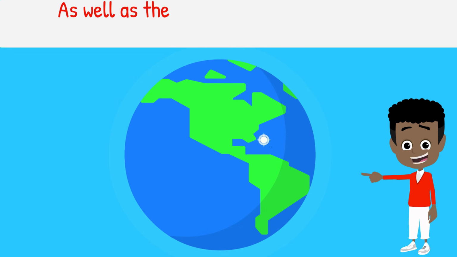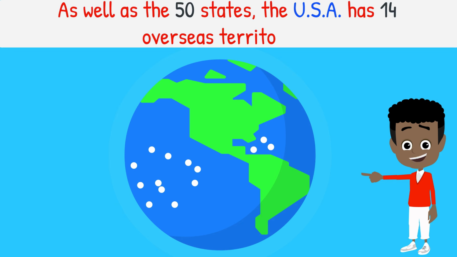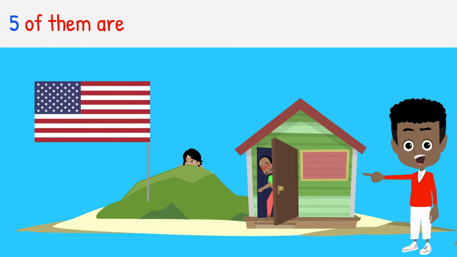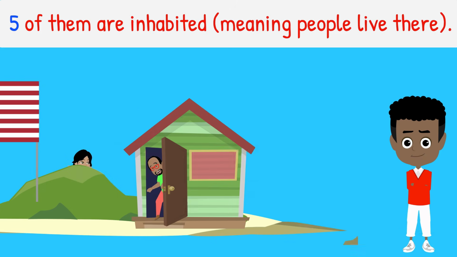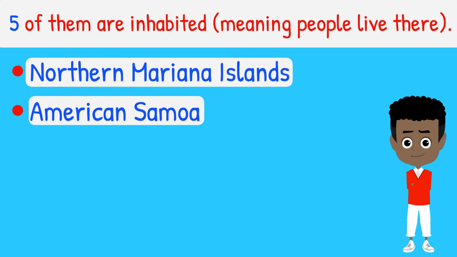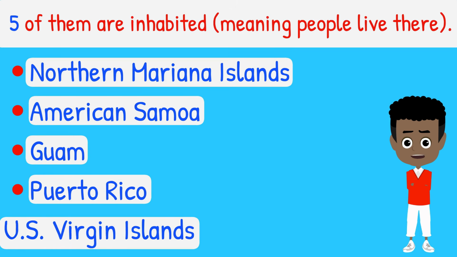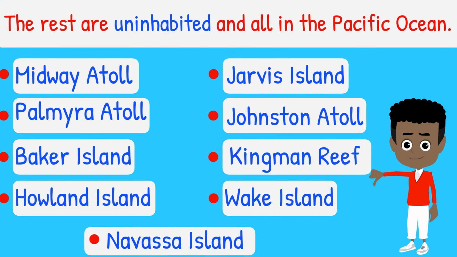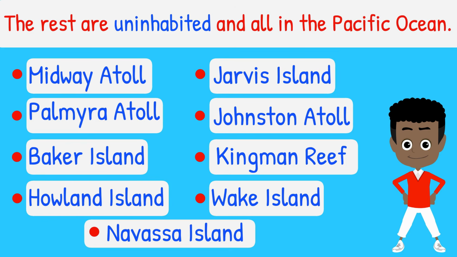As well as the 50 states, the USA has 14 overseas territories. 5 of them are inhabited, meaning people live there. They are Northern Mariana Islands, American Samoa, Guam, Puerto Rico, and U.S. Virgin Islands. 9 of them are uninhabited, meaning nobody lives there.